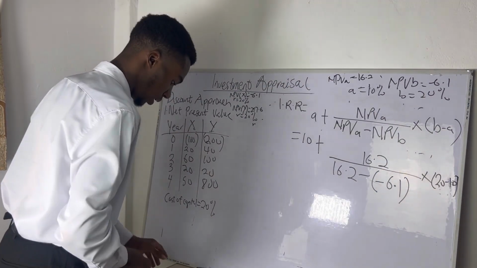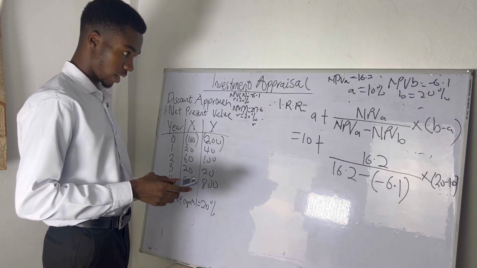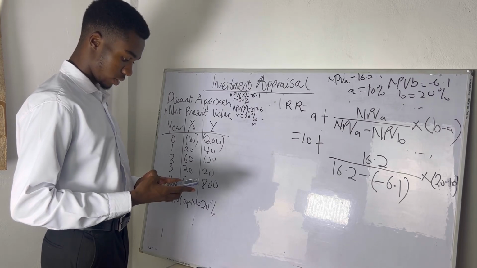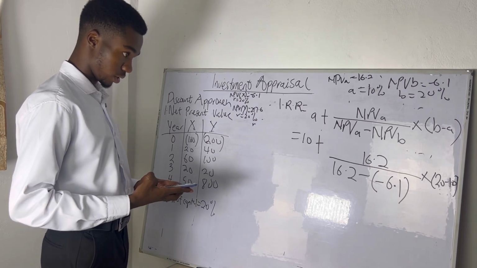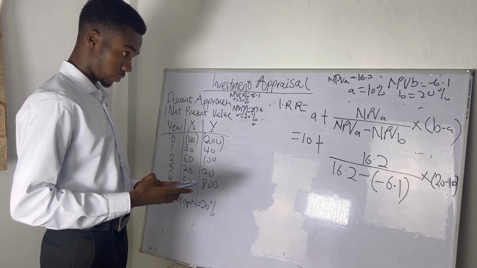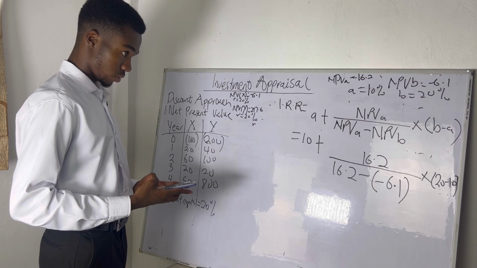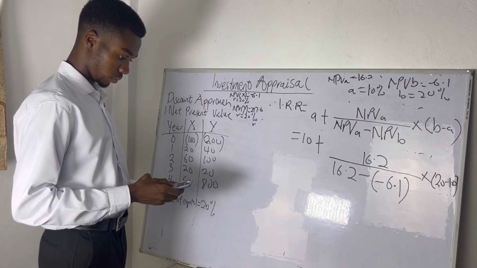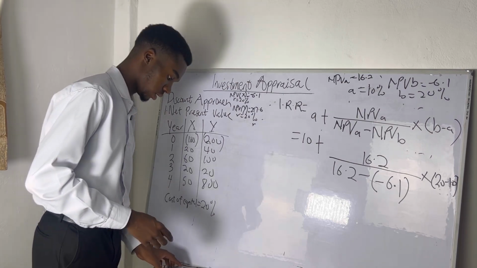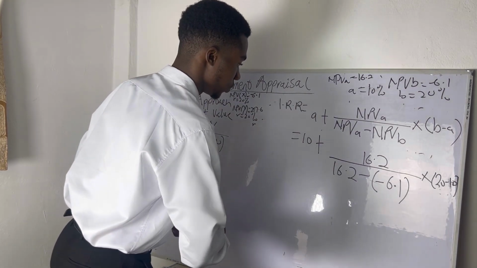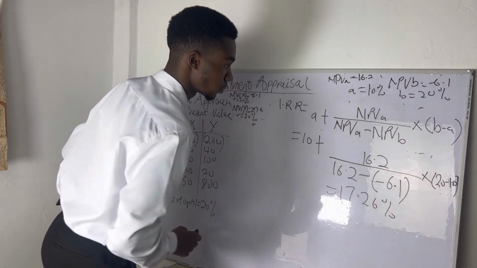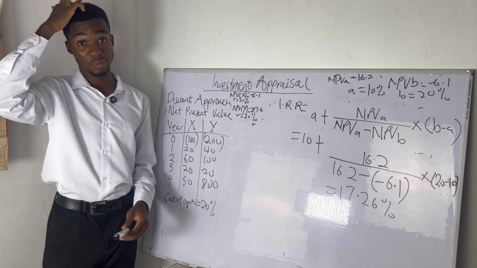So let's do it on the calculator and see what you get. So we have 10 plus 16.2 over 16.2 minus, in bracket, negative 6.1, times, in bracket, 20 minus 10. So you are getting 17.26%. So our IRR is now 17.26%.